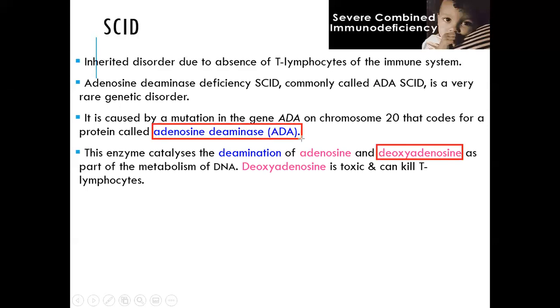Okay, so when this enzyme is not working in this person, then deoxyadenosine will not be converted to a harmless product. It remains there, is toxic, so it can kill the cell. So it kills the T lymphocyte. That's why the body lacks T lymphocytes. And therefore, there's immunodeficiency in the person's body.